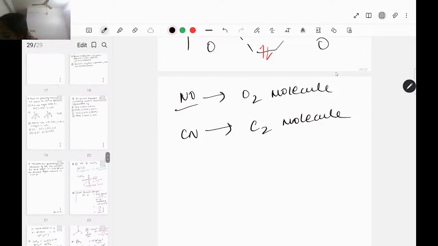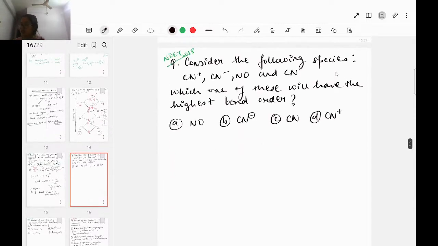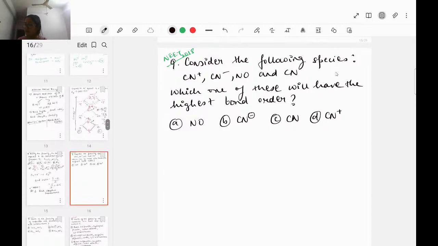Okay, so let's move on to the other questions. Consider the following species: CN plus, CN minus, NO and CN. Which one of these will have the highest bond order? We have just now discussed that NO resembles your O2 molecule.